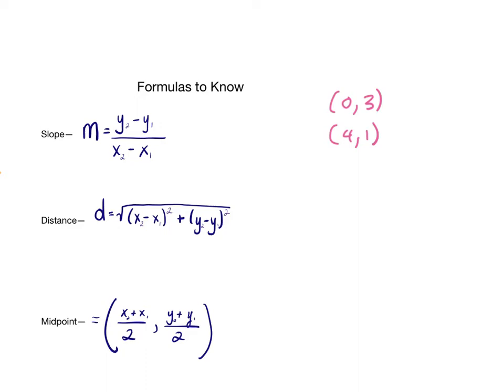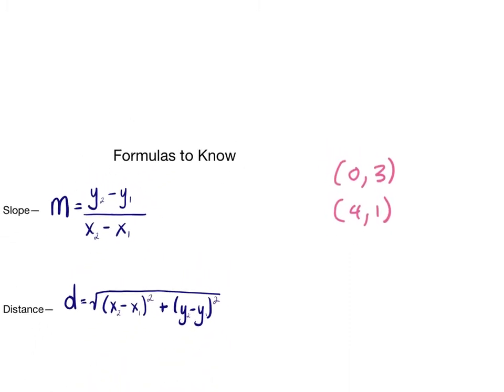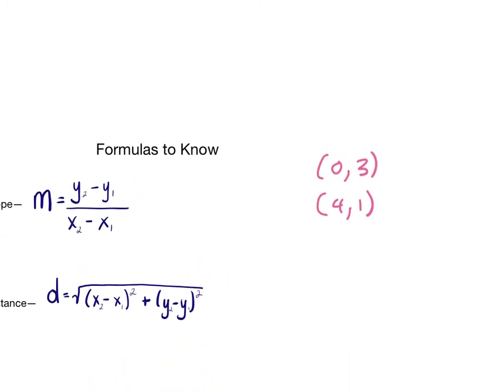The first thing I'm going to do is label each point as our x1, y1, and x2, y2. Since this is our first point, the one on top, I'm going to label it as x1. So the 0 is going to be our x1. The 3 is going to be our y1. Since our second point's the one on the bottom, the 4 is going to be our x2, and the 1 is going to be our y2.